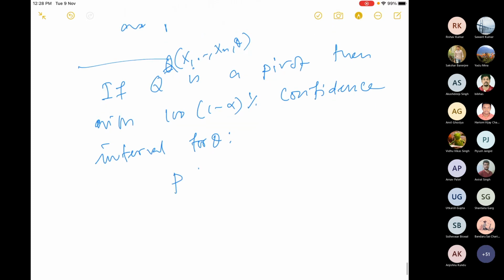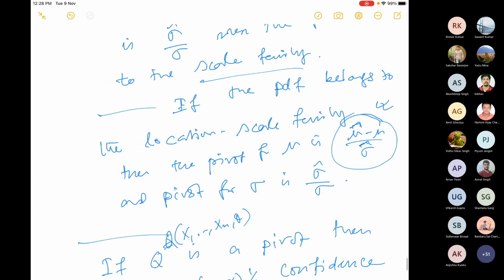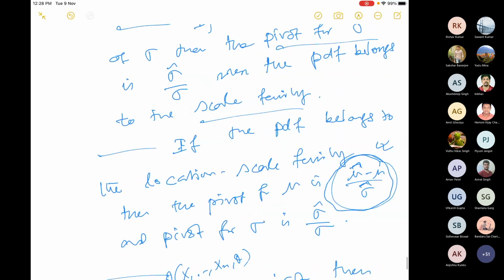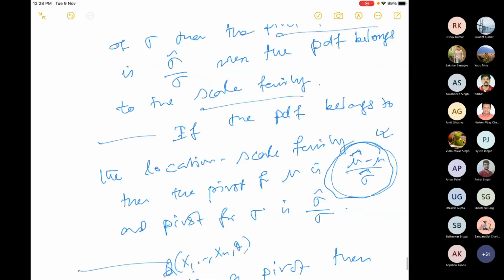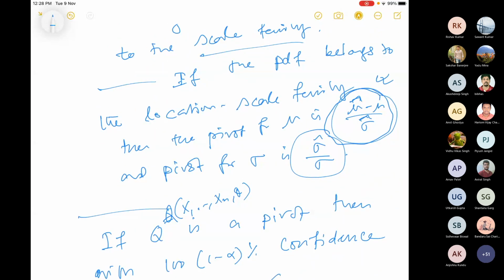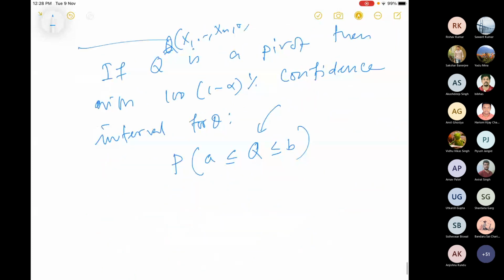This is the probability. I have to find A and B such that the probability of Q lying between A and B equals 1 minus alpha. So if you do not know the PDF of Q, you cannot say this. These functions, or statistics, have to follow some standard distribution which you already know. Otherwise, we cannot find this probability. Then we can get the interval A and B.